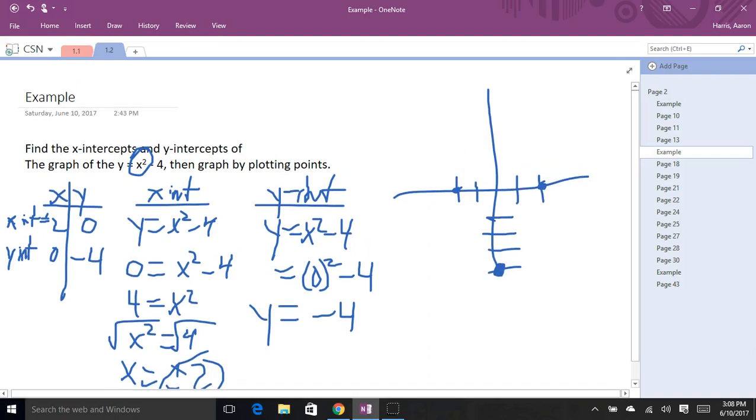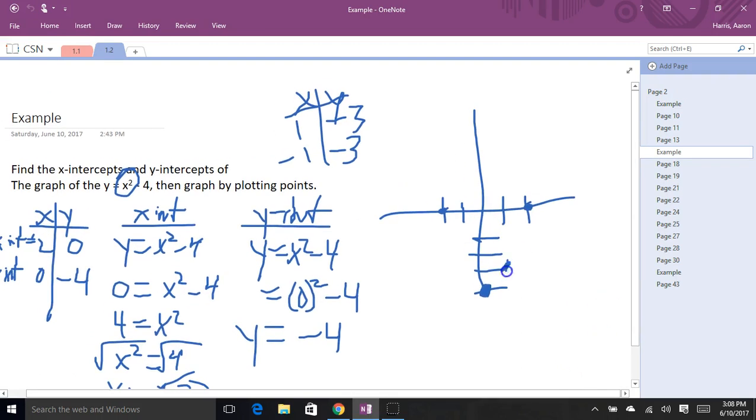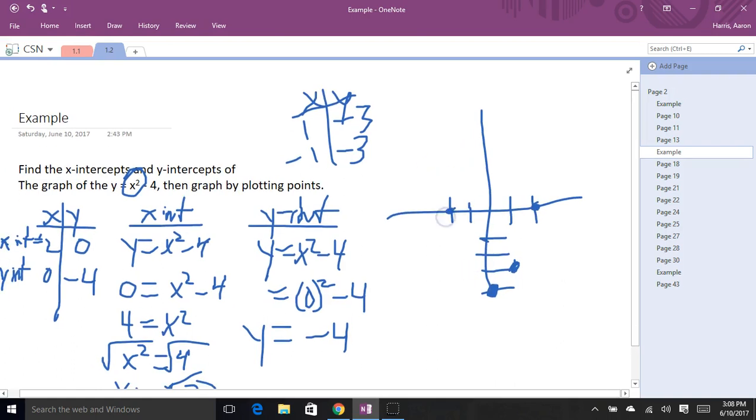So if you want to plot a few points, you're welcome to. You can throw in like 1. 1 squared minus 4 is negative 3, or negative 1. Negative 1 squared is 1. 1 minus 4, negative 3. And anyways, you got to get enough points that you're feeling comfortable with it. 1, negative 3, negative 1, negative 3. And then you draw the parabola, x squared minus 4.